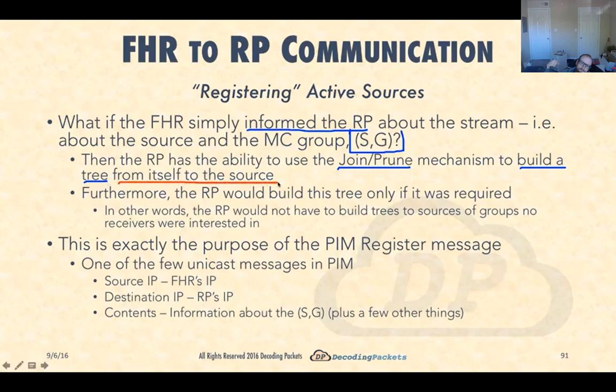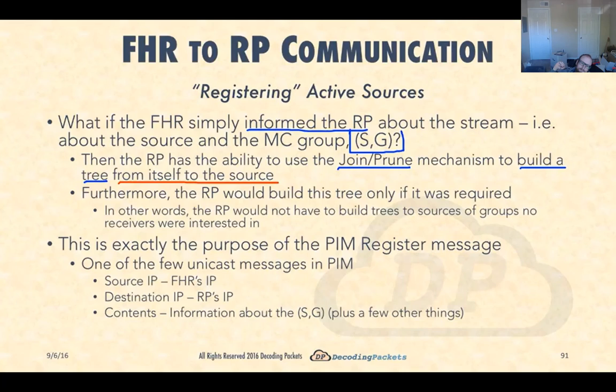So the RP will join the tree towards the source. Furthermore, the RP builds this on an as-needed basis. If it is not needed, it doesn't require that. So how do we build that tree? Let's start from there using the FHR. The RP will not have to build trees to sources for which no receivers are affected. So it builds trees from the RP to the source only for the groups that are affected.